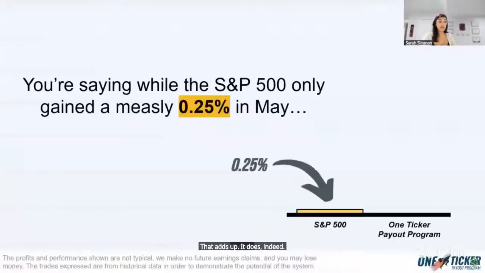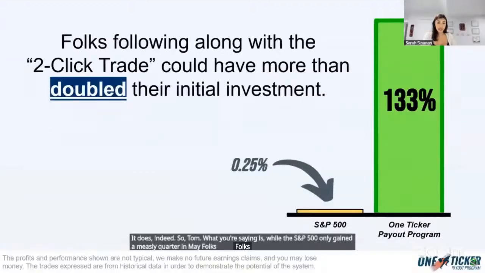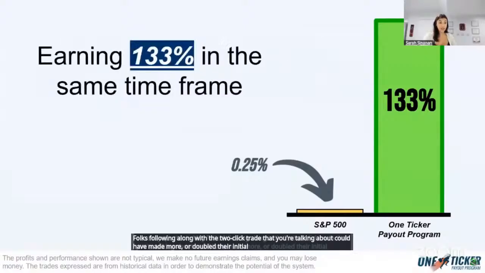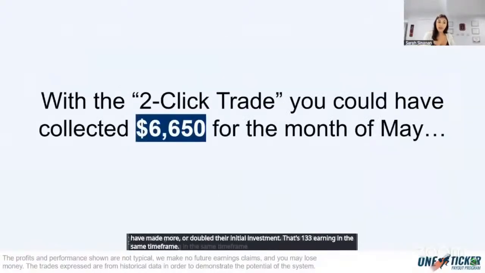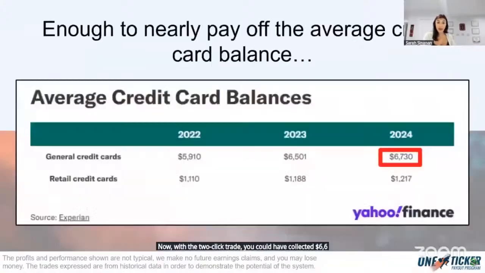So Tom, what you're saying is while the S&P 500 only gained a measly quarter in May, folks following along with the two-click trade that you're talking about could have made more or doubled their initial investment. That's 133 earning in the same time frame. Now with the two-click trade, you could have collected 6,650 for the month of May if you added everything up.